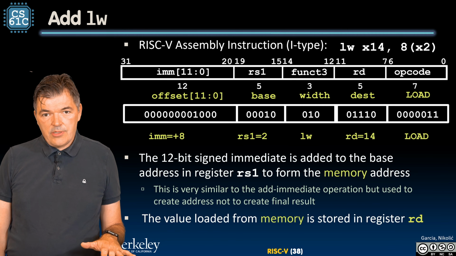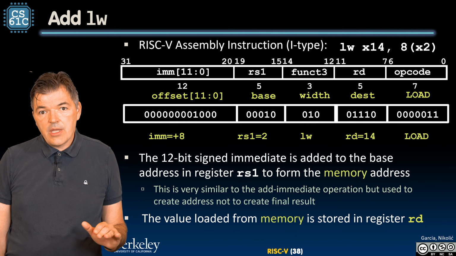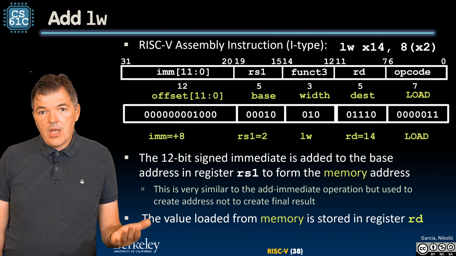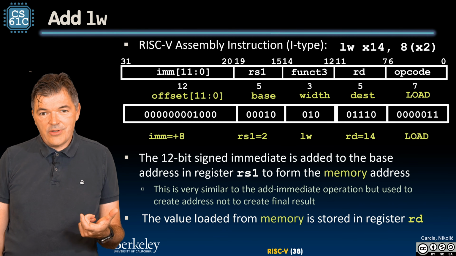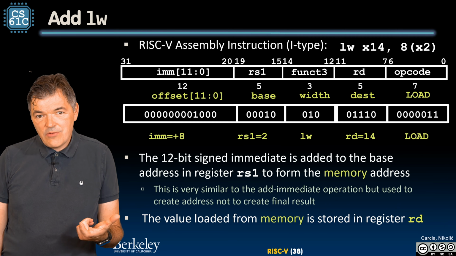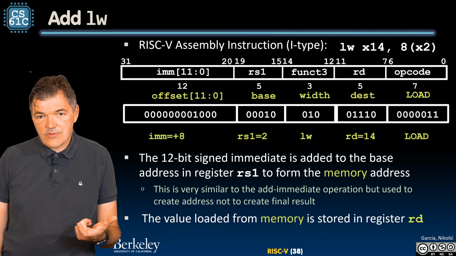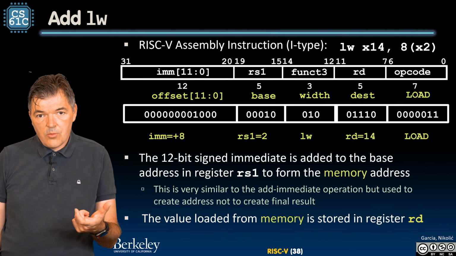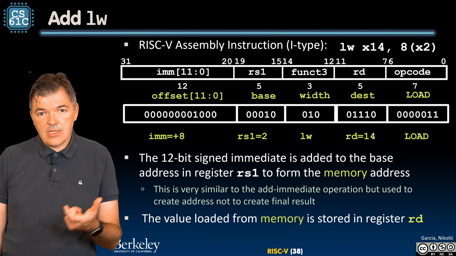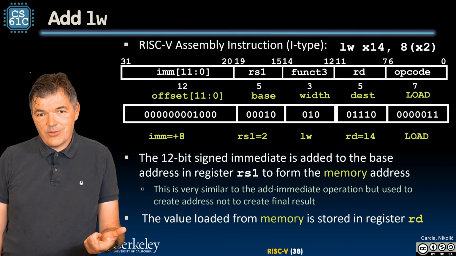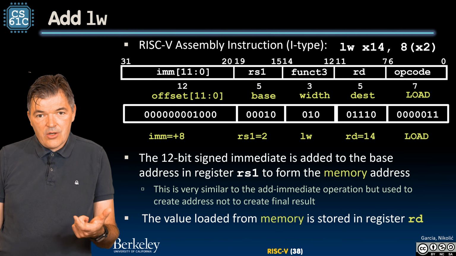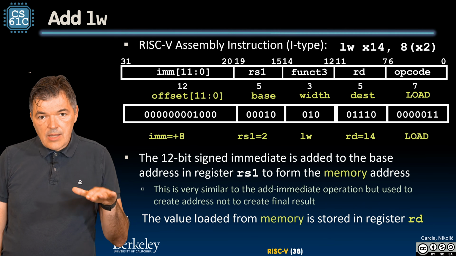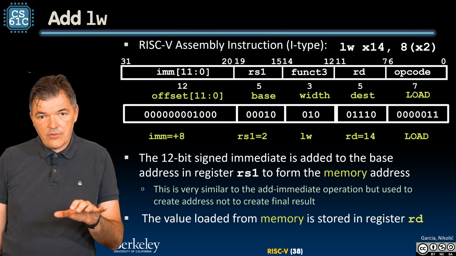Here is a load word instruction that we have seen before. It is of an I type as well, because it has the same format of an immediate as the previous I-type instructions that we have seen. So the immediate is 12 bits wide, and it should be sign extended before its contents is added to the value in the register RS1.